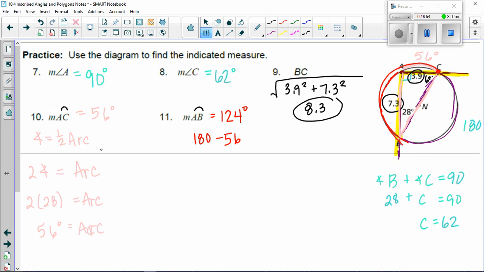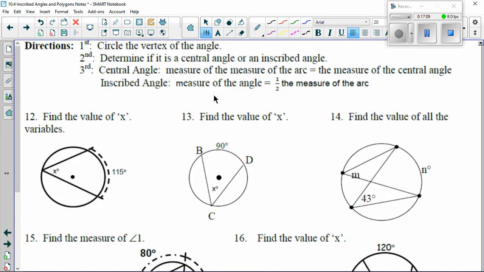These are the two formulas for this section. The angle is half the arc. 2 times the angle is the arc. All right, so we're going to circle the vertex of the angle. We're going to determine if it's central or inscribed. If it's central, remember the arc is equal to the angle. If it's inscribed, the angle is half the arc, or 2 times the angle equals the arc.